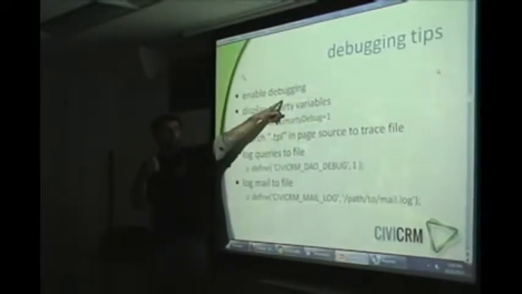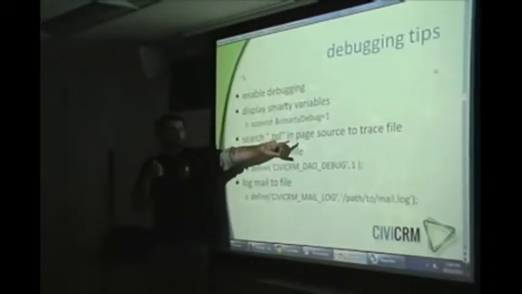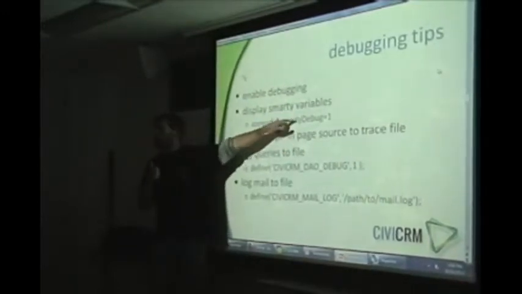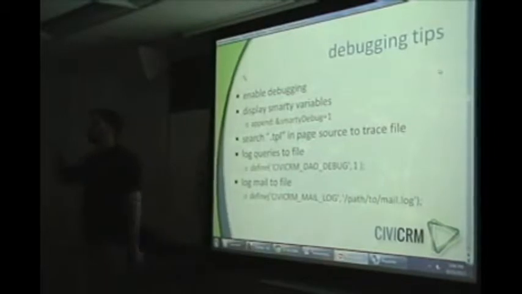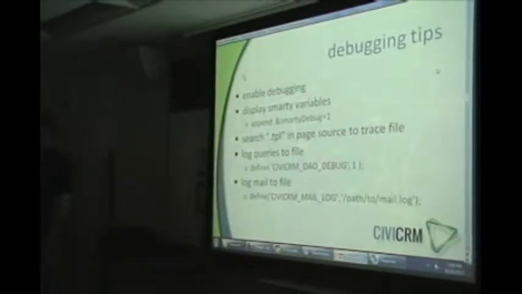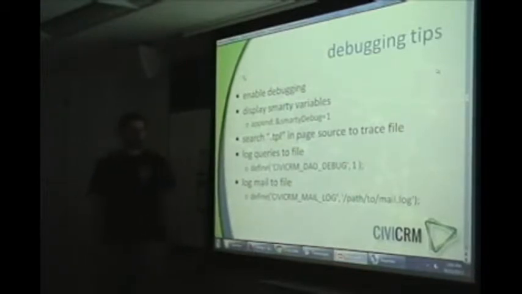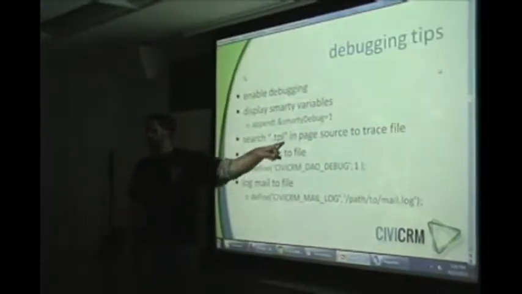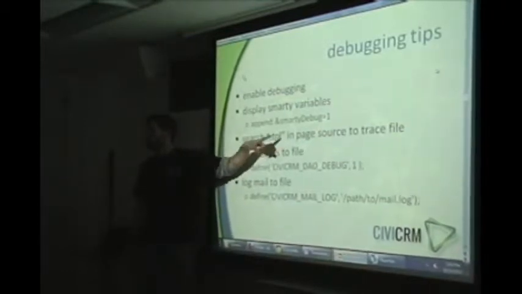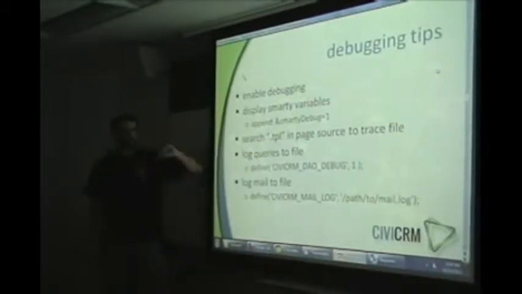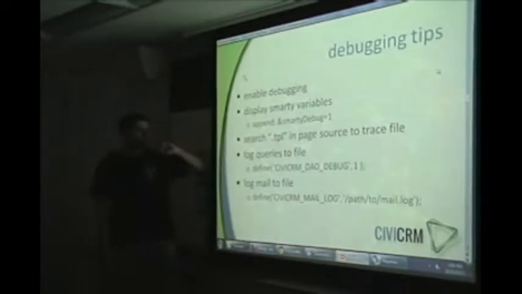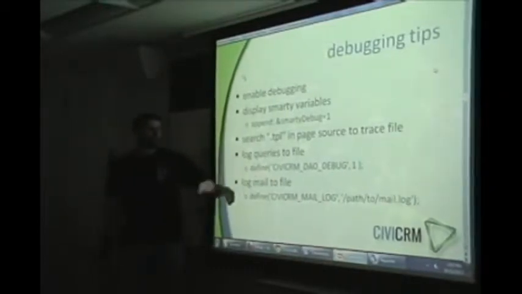So that's Administer, System Settings, Debug. Turn it on, and then when you do that, it'll spit that out. It does it in a little pop-up window, so you can keep it on the side, and it gives you all the different arrays and objects that are produced by Smarty. I mentioned this before. You can search your source for a page, look for .tpl, and then trace what file was impacted. Another option here is to log queries to file.